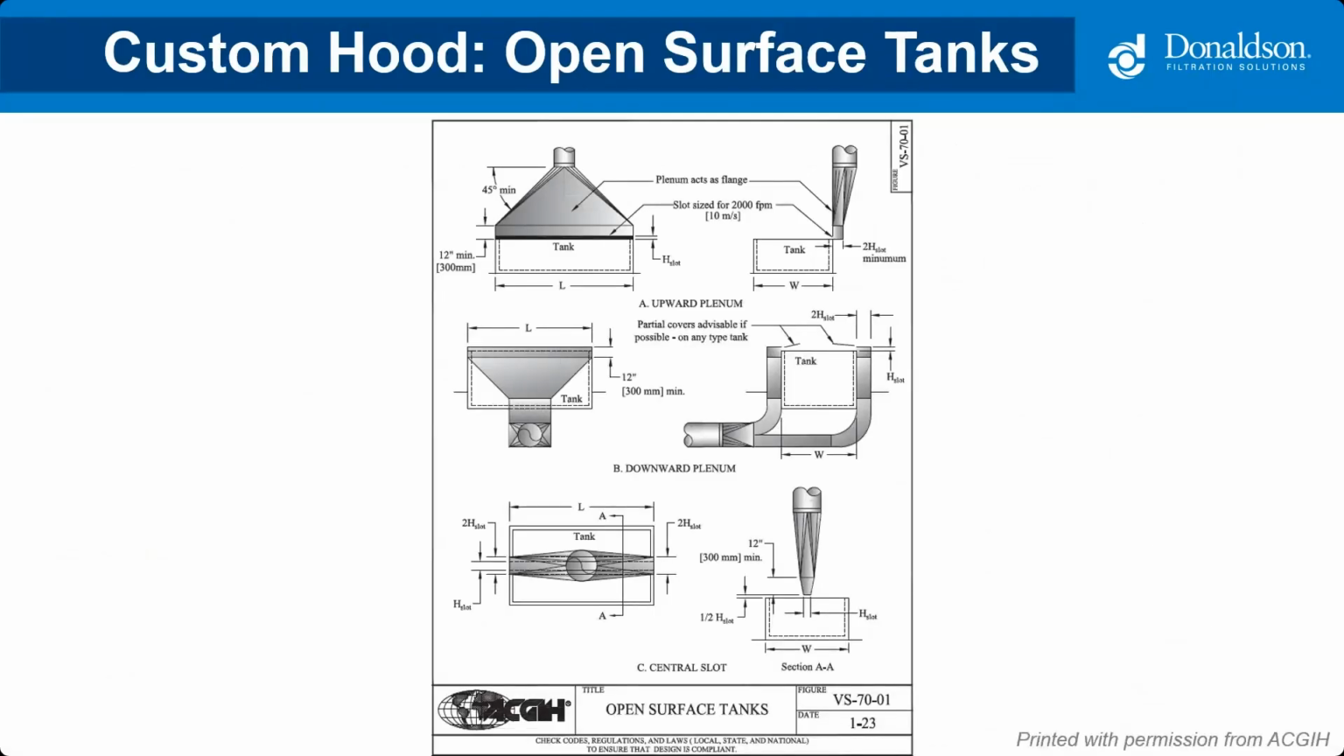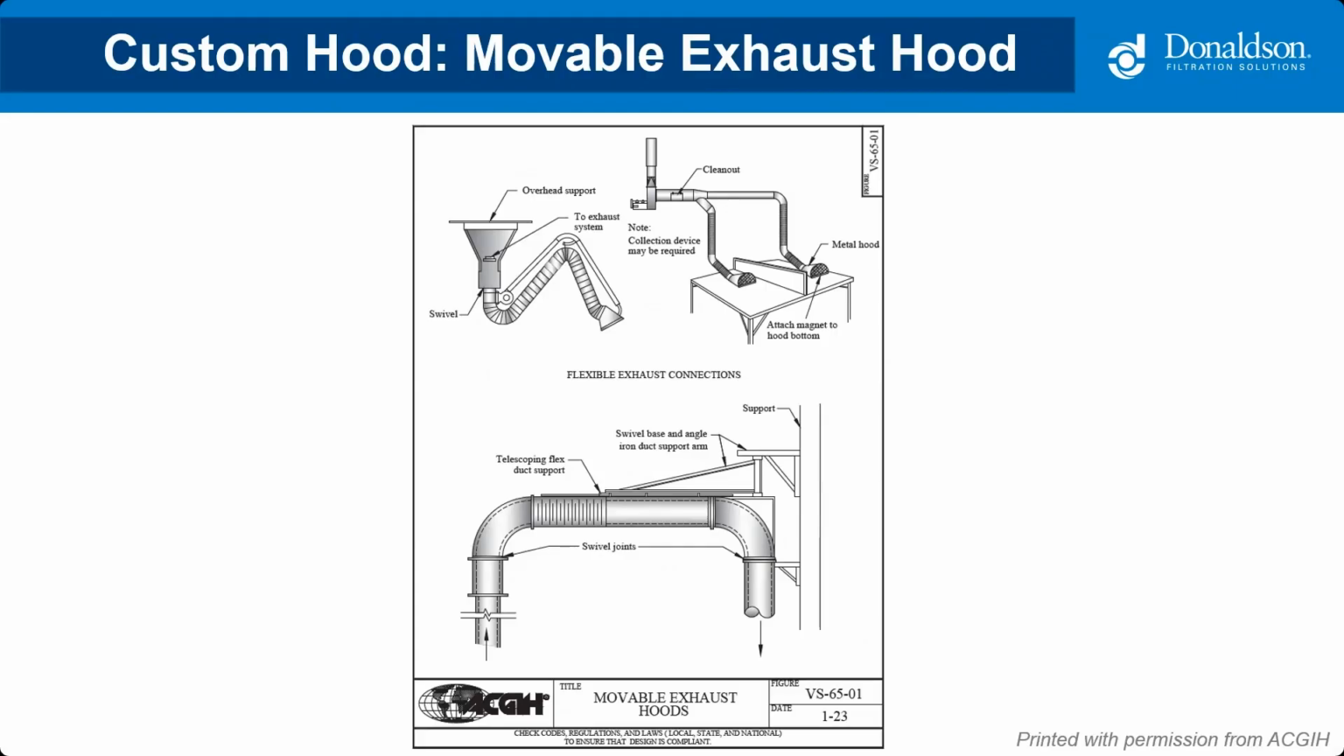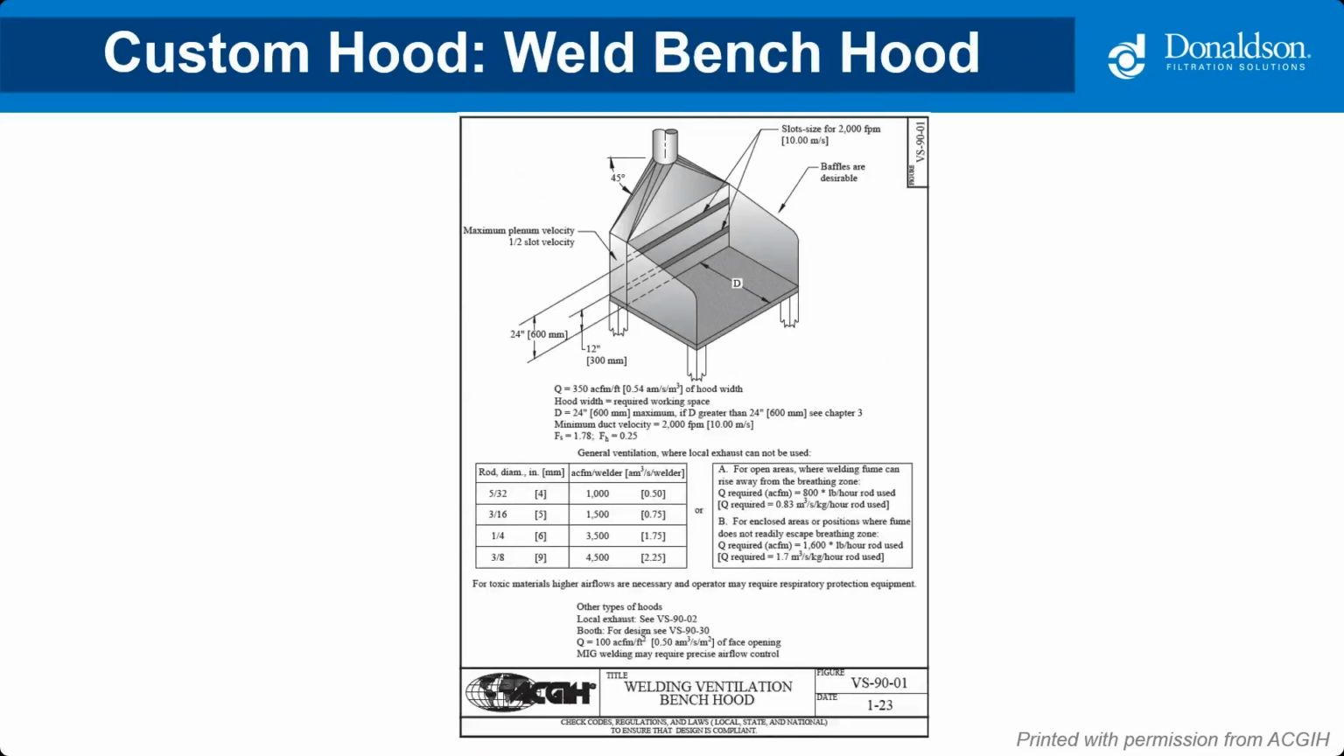Here's a couple of other types. This is for a surface tank or a batch mixer that's producing dust that needs to be contained over the top. So again, it's what we call a long, narrow duct opening, which creates a high velocity draft to pull the air into the duct. This one is a movable exhaust hood, kind of like some of the pictures I showed previously for weld fume collection. And then a weld bench hood.